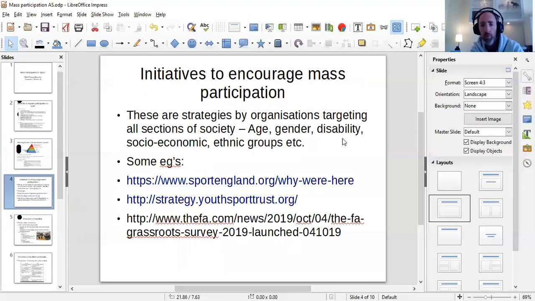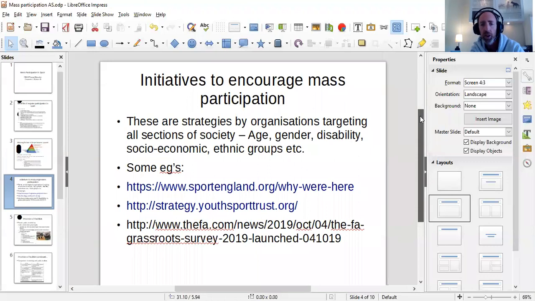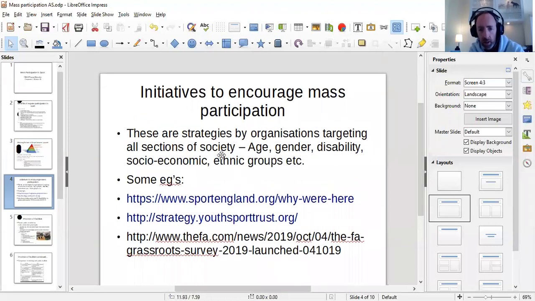Next slide. Moving quite quickly through this, but the initiatives, now put a couple of links here. These initiatives, these are strategies, and these are in place by organizations targeting all sections of society. So they're looking at encouraging the whole population of the country to participate, no matter what age you are. So we're looking at youth, right down from when they can first walk, kindergarten activities, preschool, right up to the elderly. A lot of people kind of think, well, as you get older, you can't do sport. No, they adapt it. Sport becomes adapted.